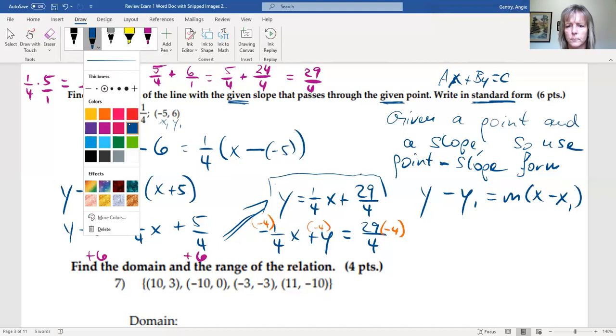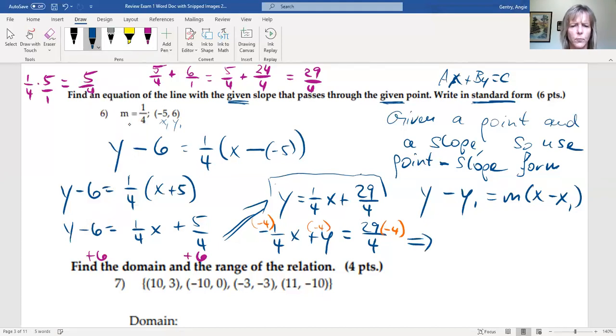So you're going to get -4 times -1/4. 1/4 times 4 is 1, and negative times negative is positive. So you just get an x minus 4y equals, and nobody cares what 29 times 4 is. You're simply going to cancel the 4's and say 29 times -1 is -29. And that is your final answer in standard form.